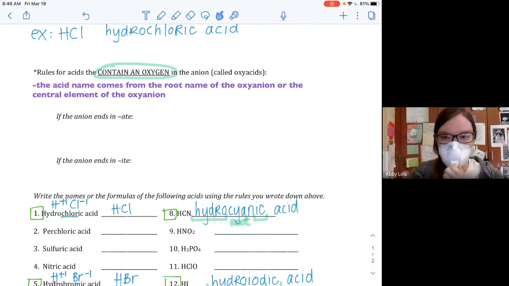If you take a look at your polyatomic ions, what you recognize is that the majority of them either end in ATE or ITE. If something ends in ATE, we're going to have a different rule for that naming than if it ends in ITE. So we really just need to look at the name of the polyatomic ion, figure out does it end in ATE or ITE, and then we'll know how to name it.